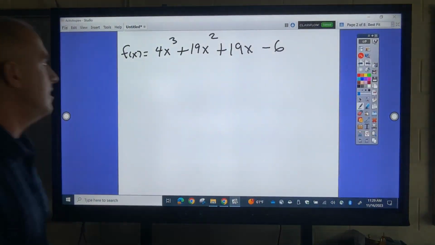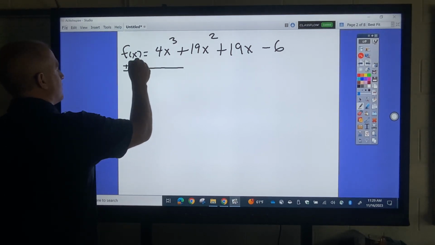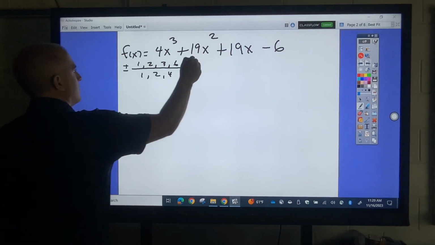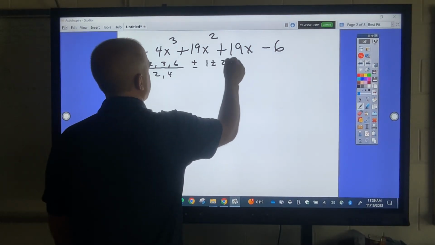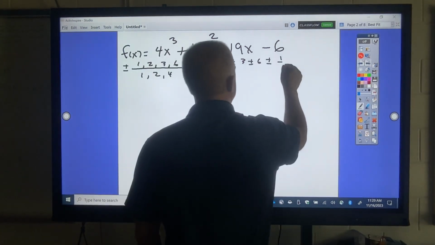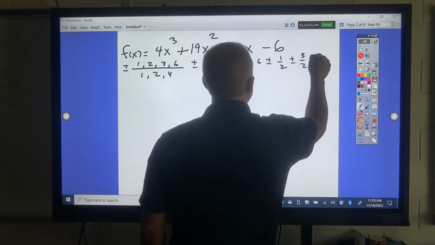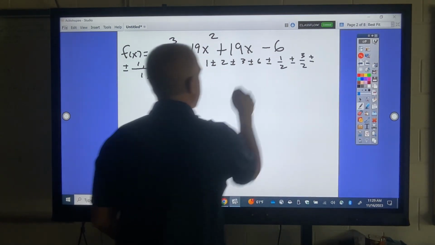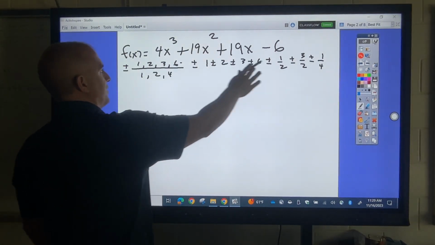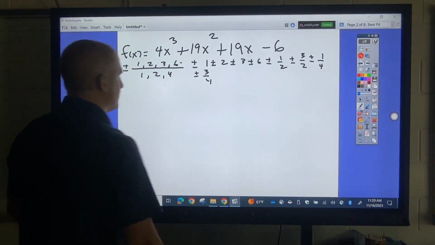Okay, let's take a look at this one. Plus or minus factors of 6 are 1, 2, 3, and 6. Factors of 4 are 1, 2, and 4. So plus or minus 1, 2, 3, 6, plus or minus 1/2, 2 over 2 is 1, 3 over 2 is 3/2, 6 over 2 is 3, which is already there, then divided by 4, so 1/4, 2 over 4 is a half, 3/4, 6 over 4 is 3/2. So that's the possibilities.